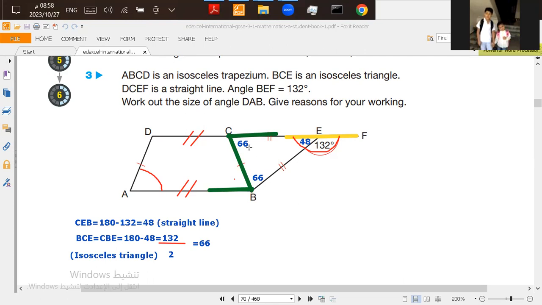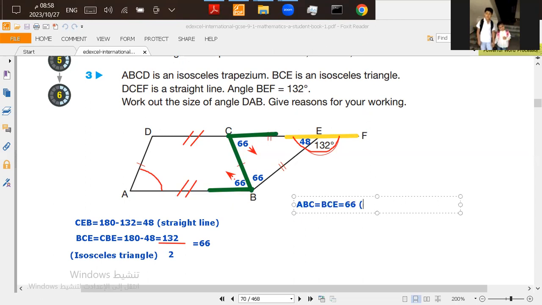So this angle, 66, with this angle here, they are alternate angles because they make the letter Z with each other, sitting on parallel lines on alternate sides. It means that this one is 66. So how did we find this? Because they are alternate angles. So I'm going to say the angle ABC equals the angle BCE, which equals 66.